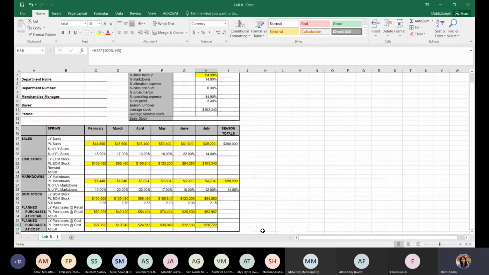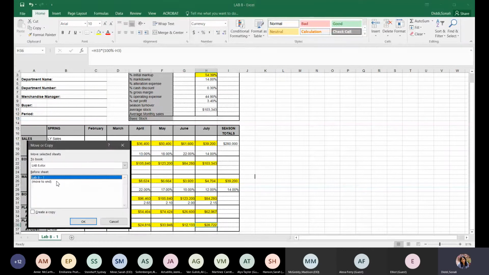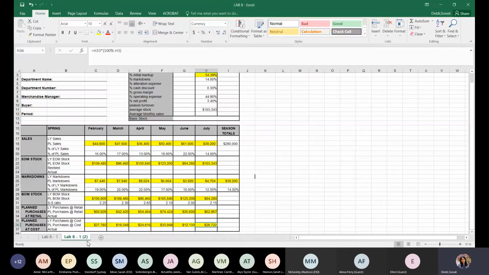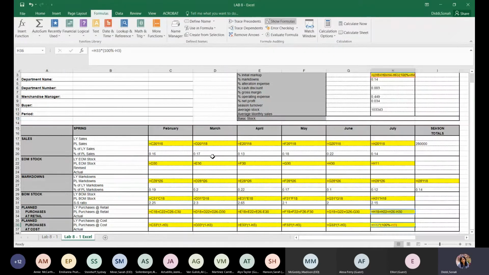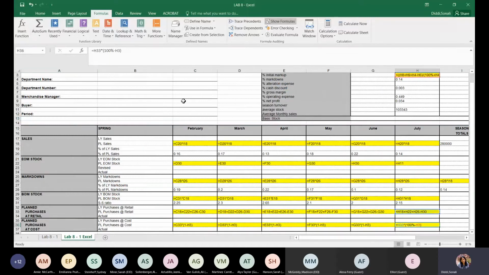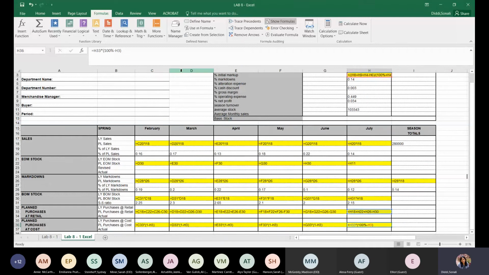So once you do this, go ahead and copy this sheet. So this is your, go to formulas, go to show formulas. And once you show the formulas, make sure you are double clicking so that it is not too spread out.